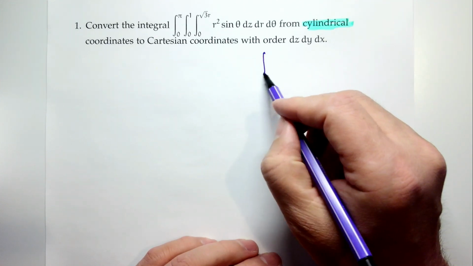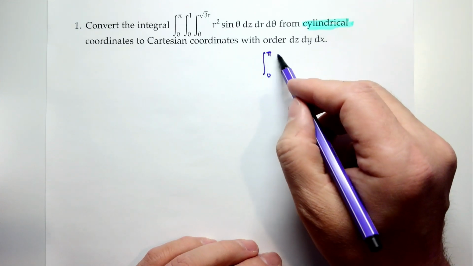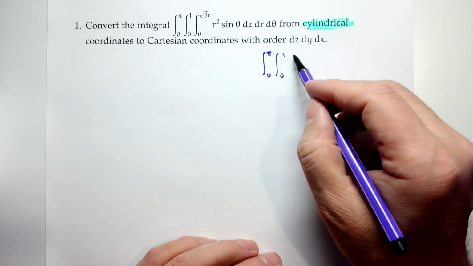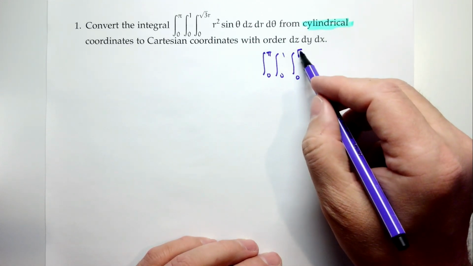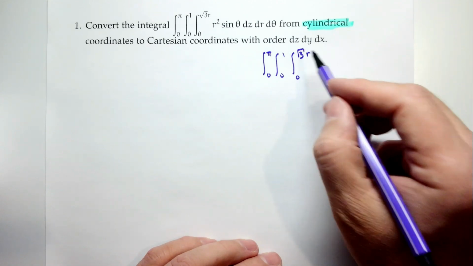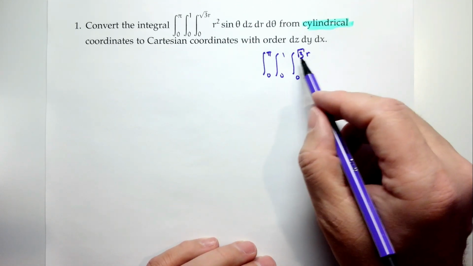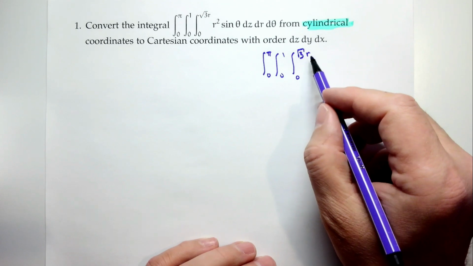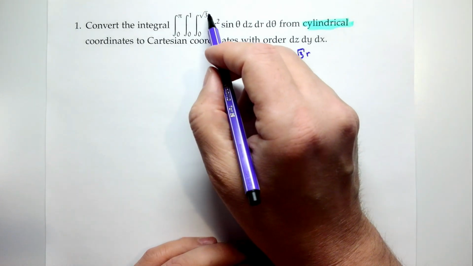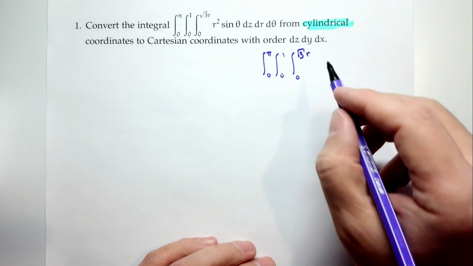So I'm going to rewrite it for just a moment here. 0 to pi, 0 to 1, 0 to root 3 times r. The square root is only attached to the 3, not to the r. It's hard to tell, but if you look, it really does stop at the 3.